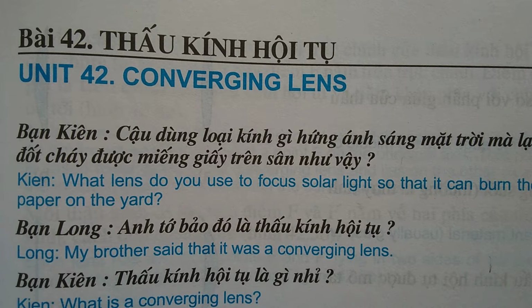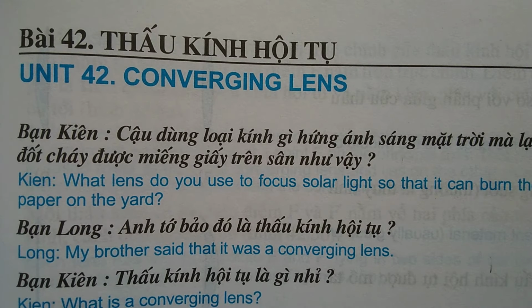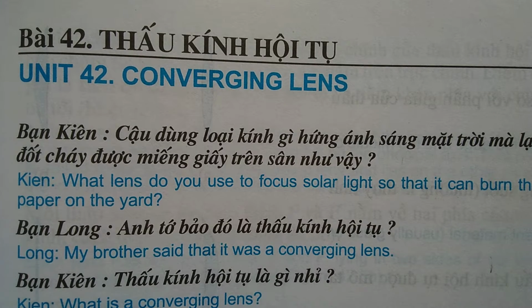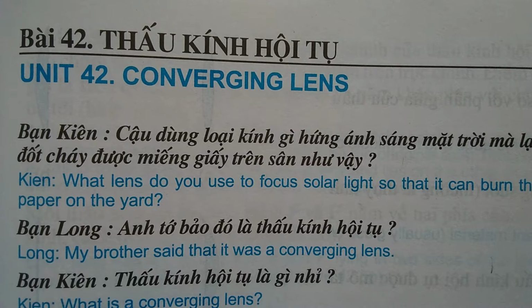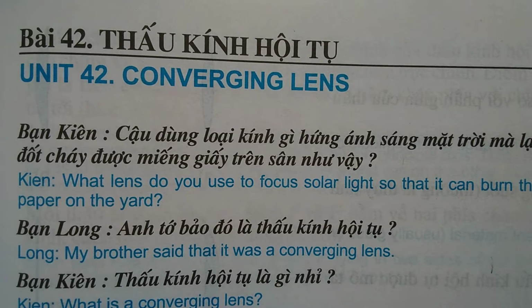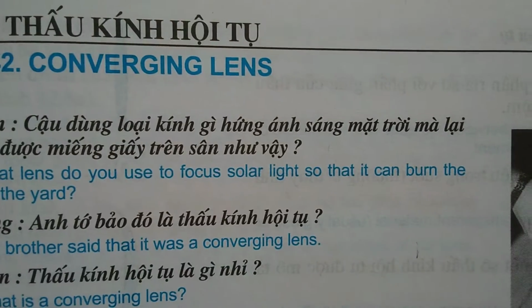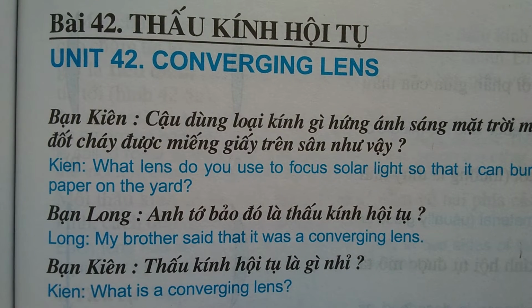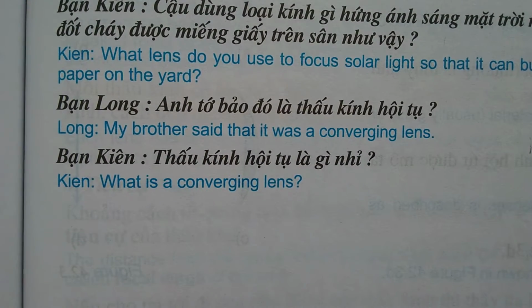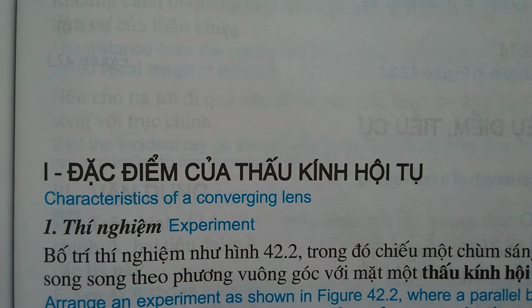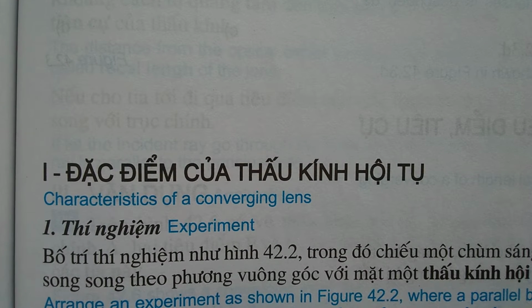Unit 42. Convergent lens. King, what lens do you use to focus solar light so that it can burn the paper in the yard? My brother said that it was a convergent lens. What is a convergent lens? Characteristics of a convergent lens.